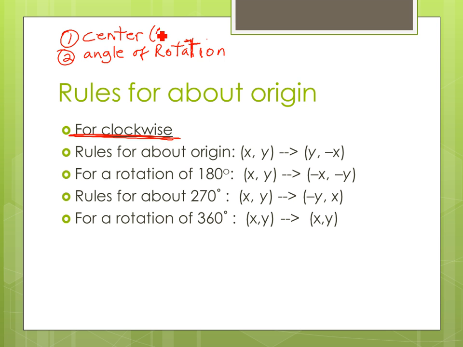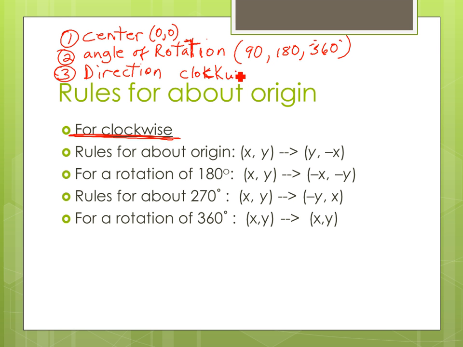Normally our center is 0, 0. That's what we're using the most. And normally our angles are 90 degrees, 180 degrees, 360 degrees. Those are the ones that we're using the most. And then you need a direction. You always have to have those 3 things to do a rotation. And our directions normally are clockwise or counterclockwise.